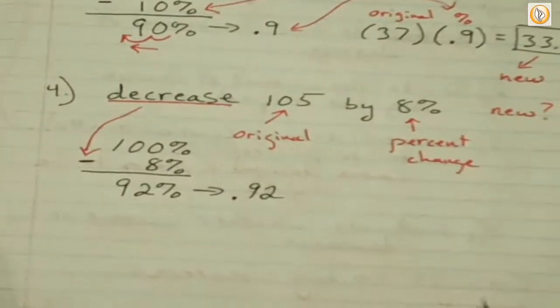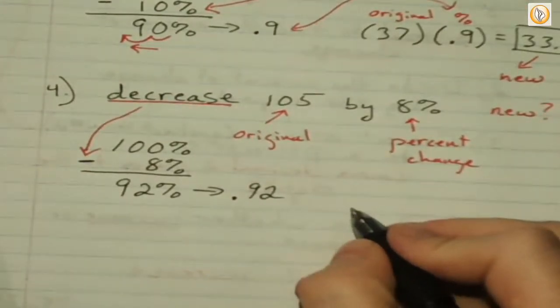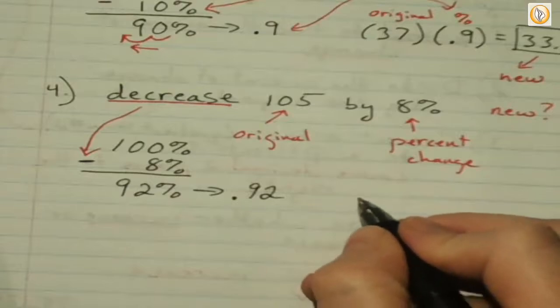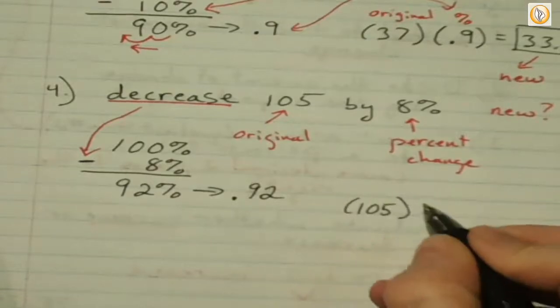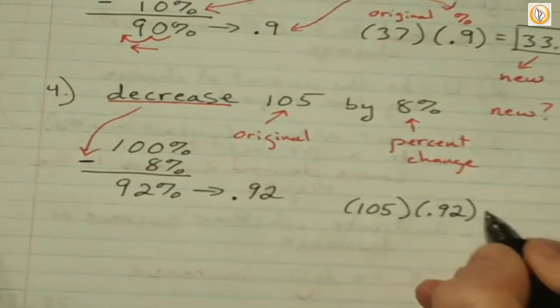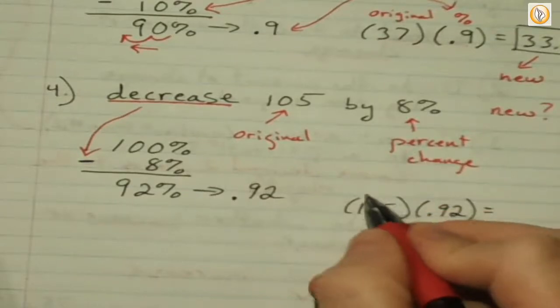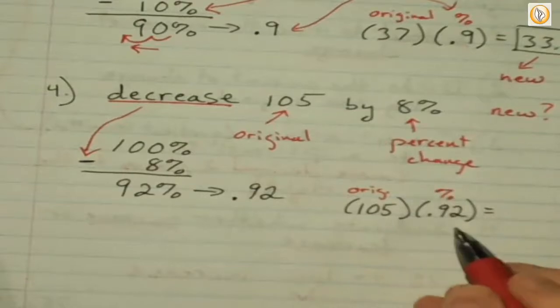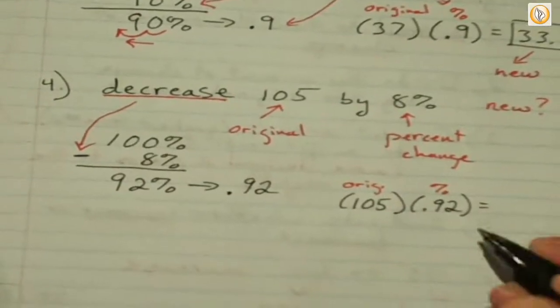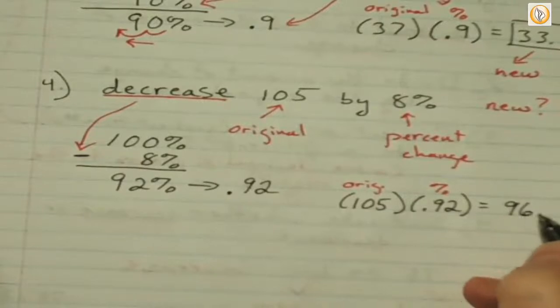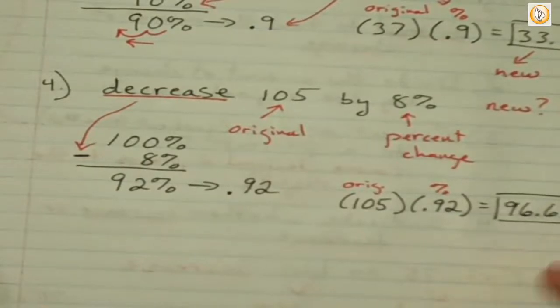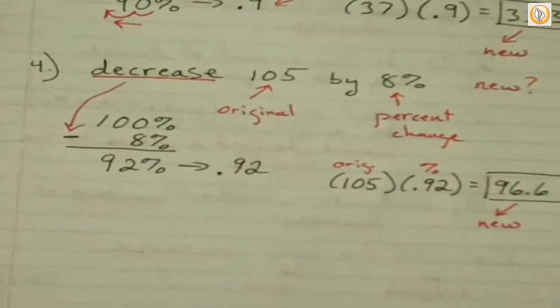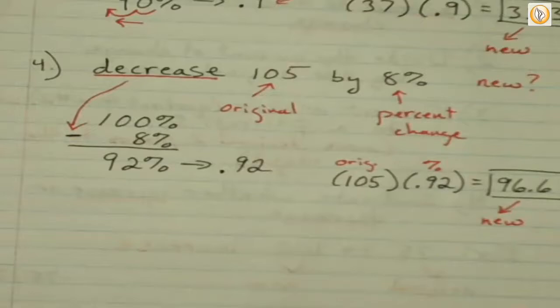And then what do I do? You multiply by 105. That's right. So we're going to multiply 105 times 0.92. This is the original. That's the percent. We multiply it, and I get, to save on time, 96.6. There's my new. Is it getting a little bit easier now? Yeah.